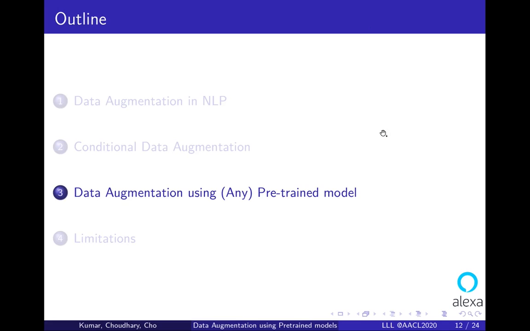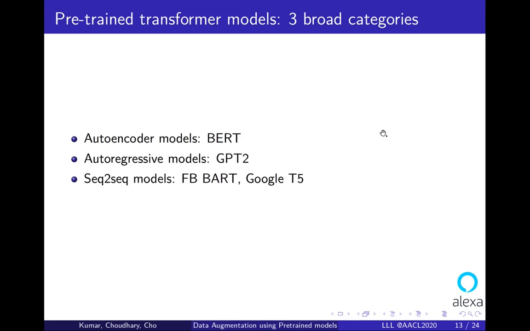So let's discuss how we can apply this simple technique to do data augmentation with different kinds of pre-trained models. Broadly speaking, pre-trained transformer-based models can be categorized into three different categories. First one is autoencoder models such as BERT, which are trained with a masked language modeling objective. The second class is autoregressive models such as GPT-2, which are trained in an autoregressive manner. And the third category is sequence-to-sequence models, which are trained on some denoising autoencoder task.